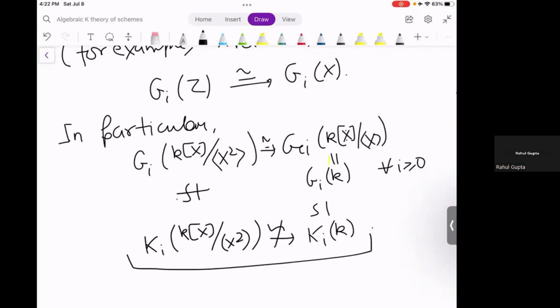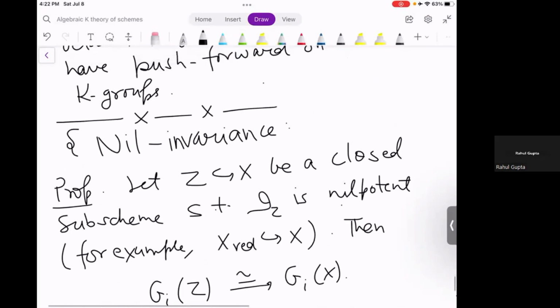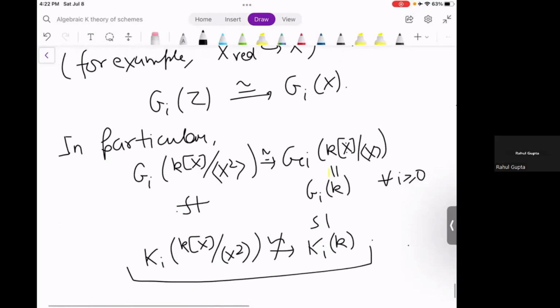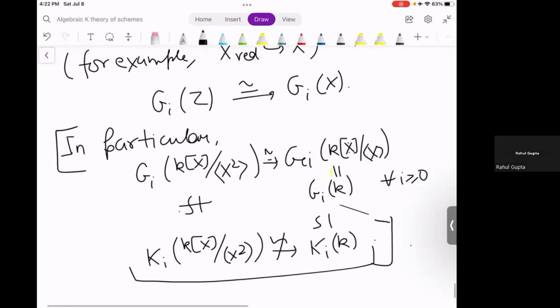So this is the point why we care about K theory much more than G theory, because we want to differentiate between K of x by x square and K of x by x. We want to differentiate between Z and X basically. Is it okay? Yes. So let us go to the proof. This is just a side. Let's discuss the proof a bit.